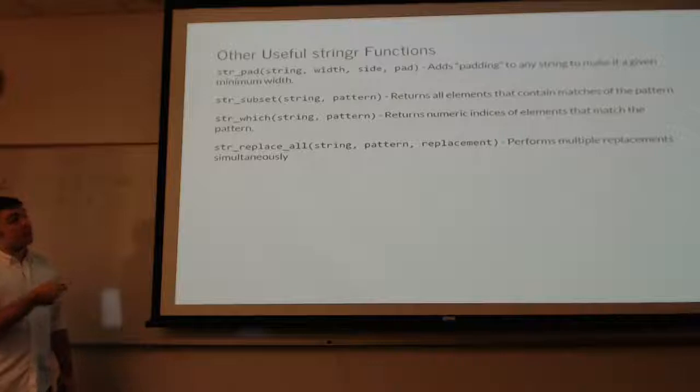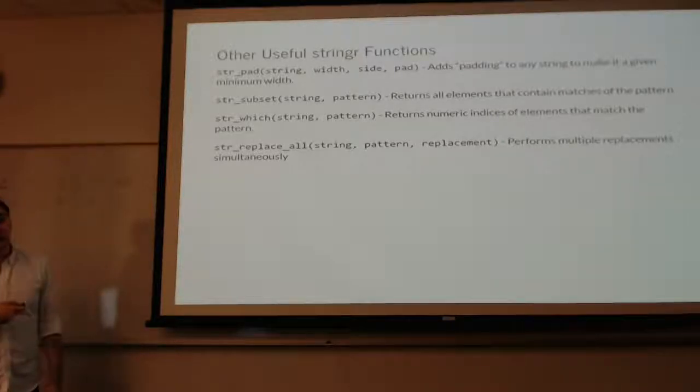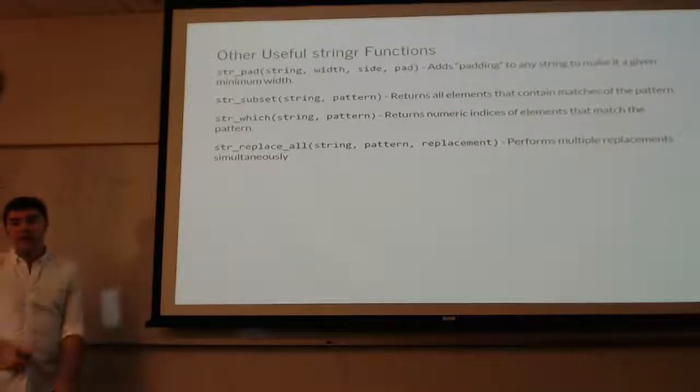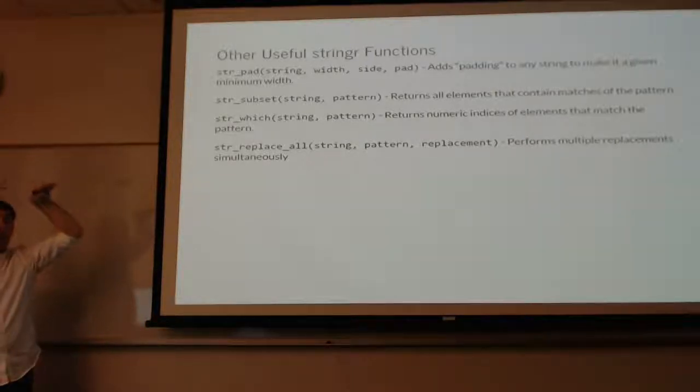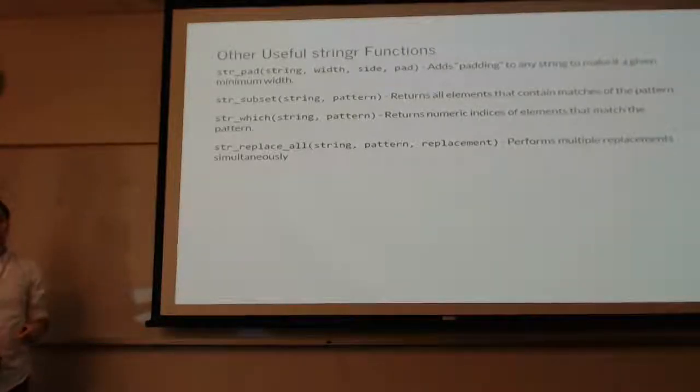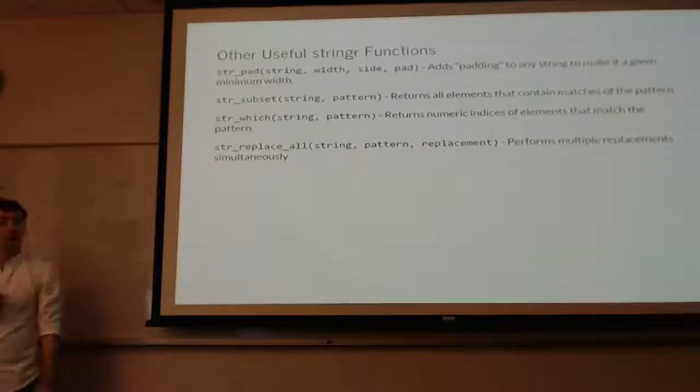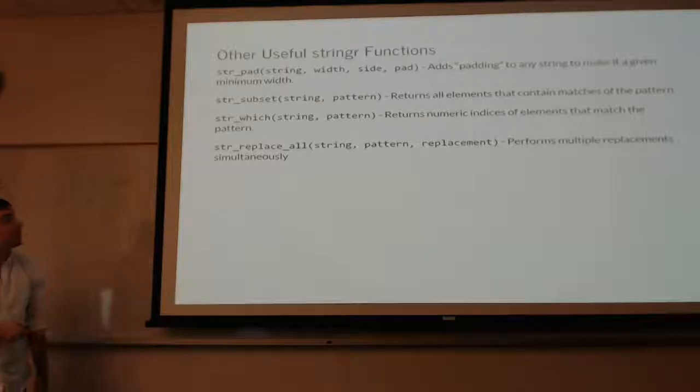String which works like string detect, but instead of returning a true-false logical vector, it will return the numeric indices of those elements. So instead of, if you have a vector of length 100, giving you 100 trues and falses, let's say your detect only matched elements 35 and 46, it would just return a vector of the numbers 35 and 46, right? Numeric indices. Basically, this is good for subsetting stuff in particular ways inside of functions and things like that if you don't want to do the whole logical vector.